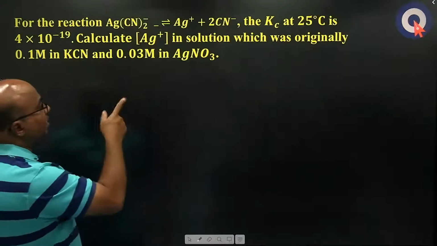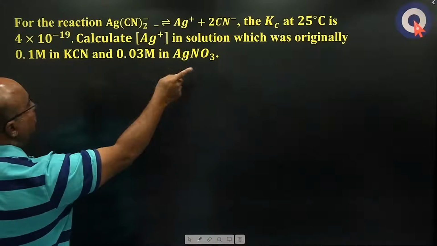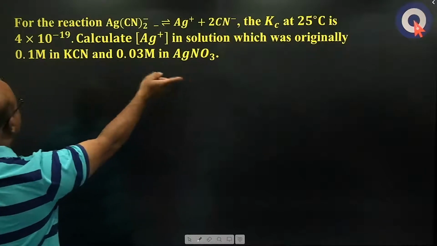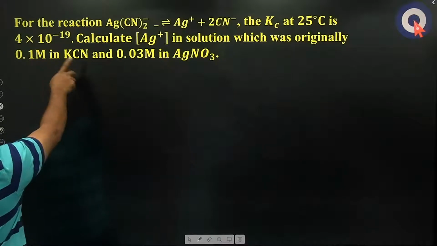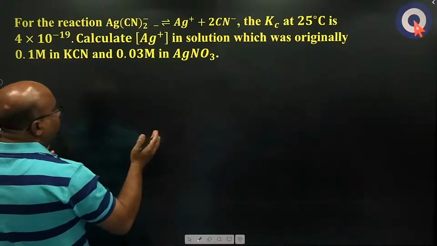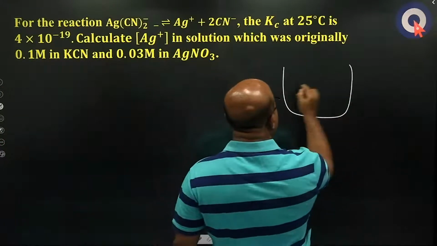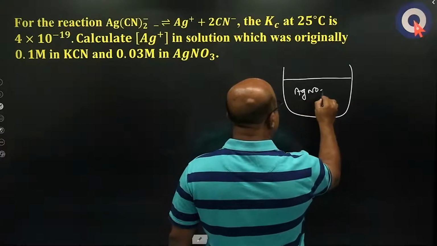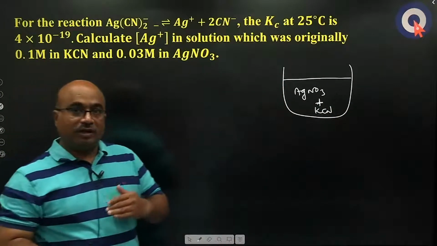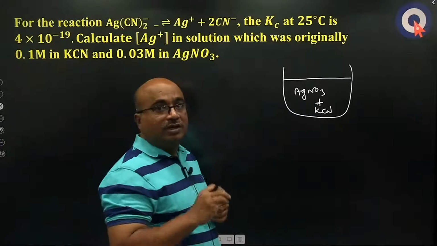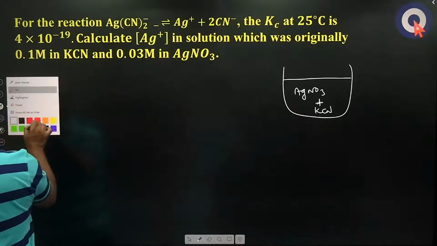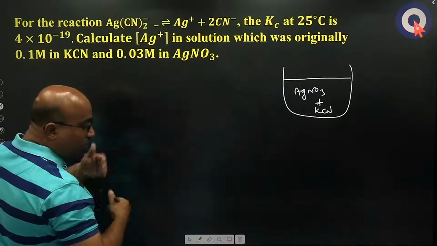So what we need is now Kc, the Kc for this equilibrium, is given. Calculate the Ag plus in solution, which was originally in a 0.1 KCN solution and 0.03 AgNO3 solution. So originally we had silver nitrate and KCN. But this Ag plus and cyanide ions are forming the complex. So in ionic equilibrium, you can do this with simple approximations here.